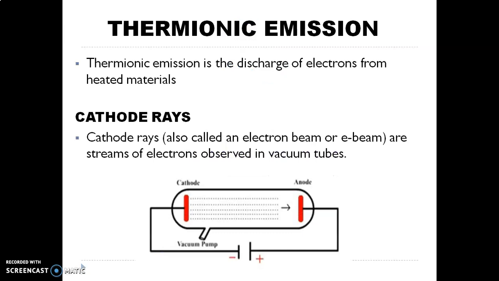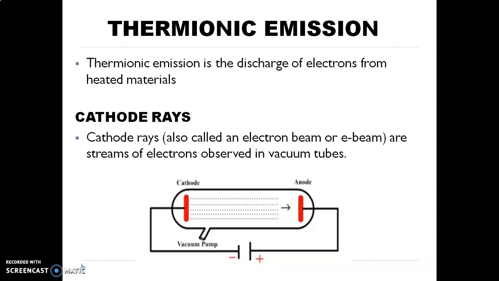What is thermionic emission? Thermionic emission is the discharge of electrons from a heated material. If you have a material and you heat it, there is a release of electrons from that material. Because electrons are emitted in bundles, meaning in large numbers, those large numbers of electrons can be called rays, and finally we get cathode rays because those rays come from the cathode. So now, what are cathode rays?